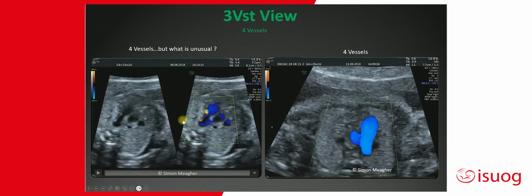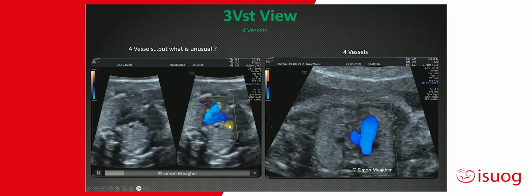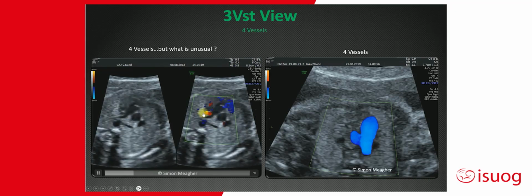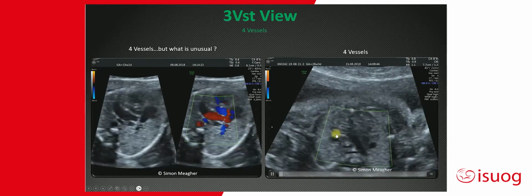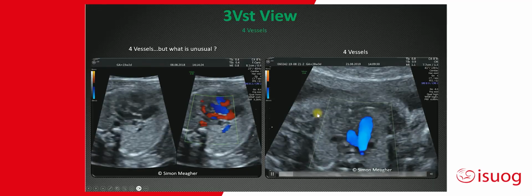In this case here, you see there are 4 vessels on the 3-vessel tracheal view, and this extra vessel is going in a reverse direction to the SVC, right SVC. And this is an ascending vein of a total anomalous pulmonary venous return. In this case here, you can see 4 vessels, and this sitting beside the pulmonary artery is a persistent left superior vena cava.